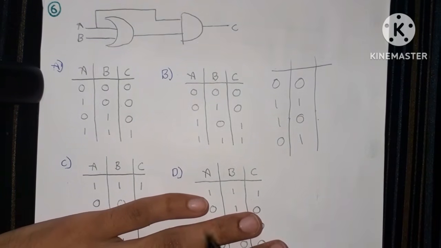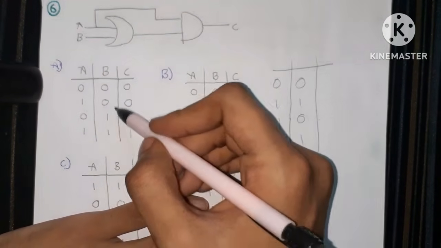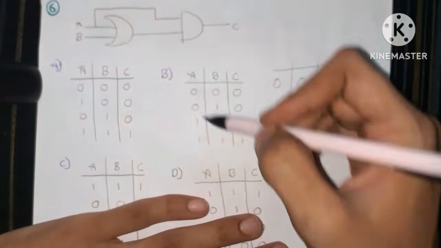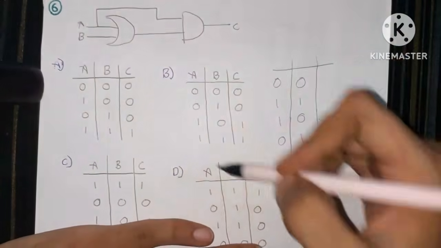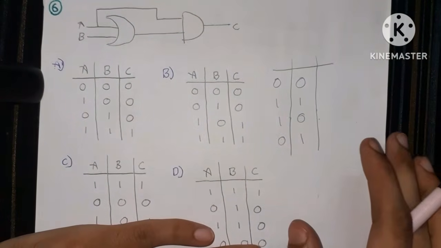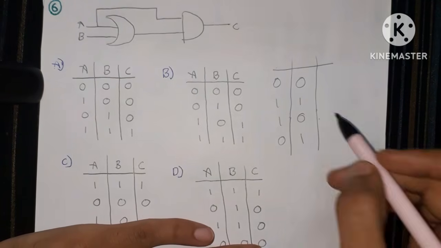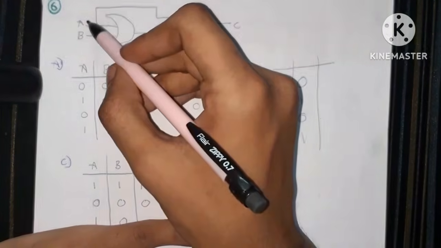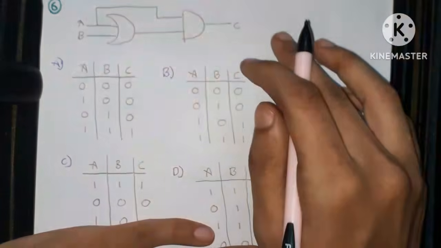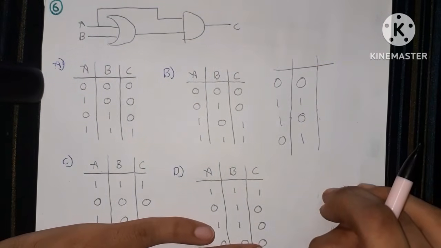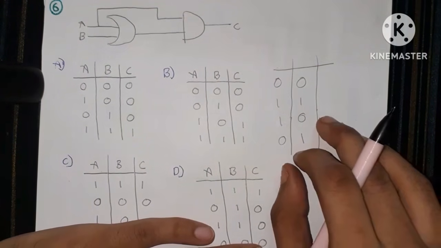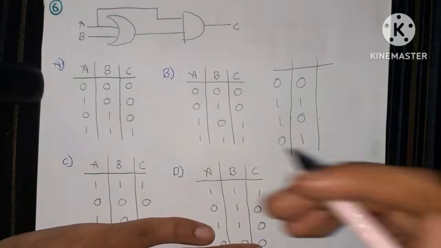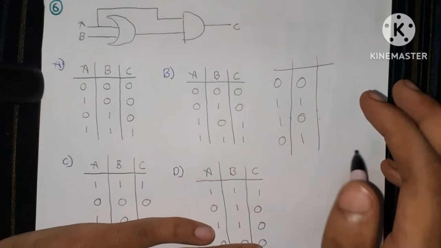Why am I doing it like this? Keeping each and every input into this circuit may eat your time. What I am telling you is, take 0 and 0. If you know how to use the truth table, then the answers are very easy.